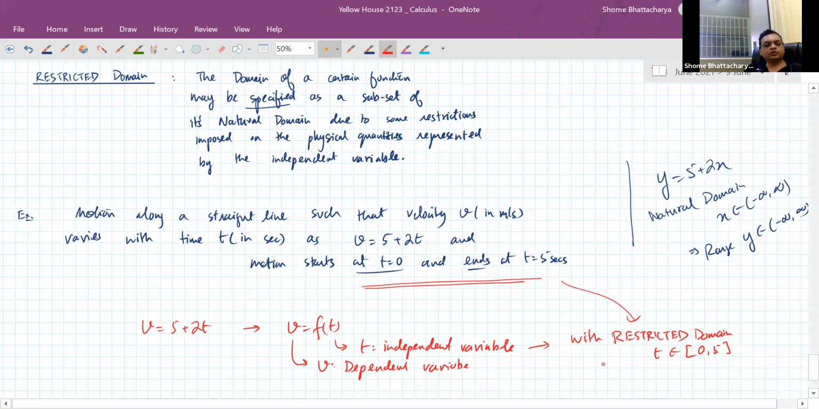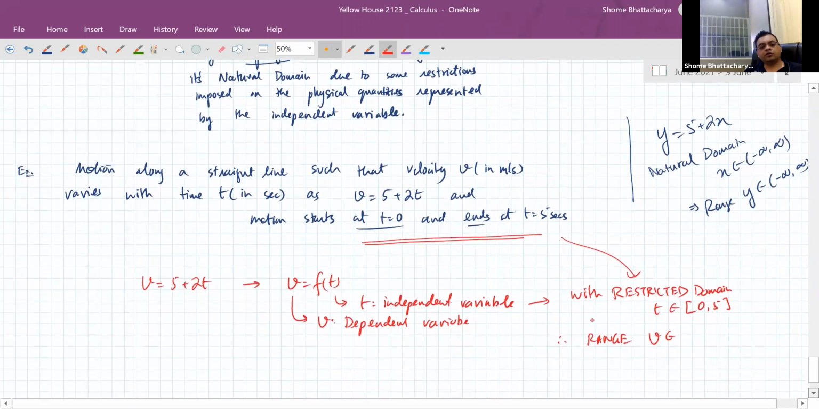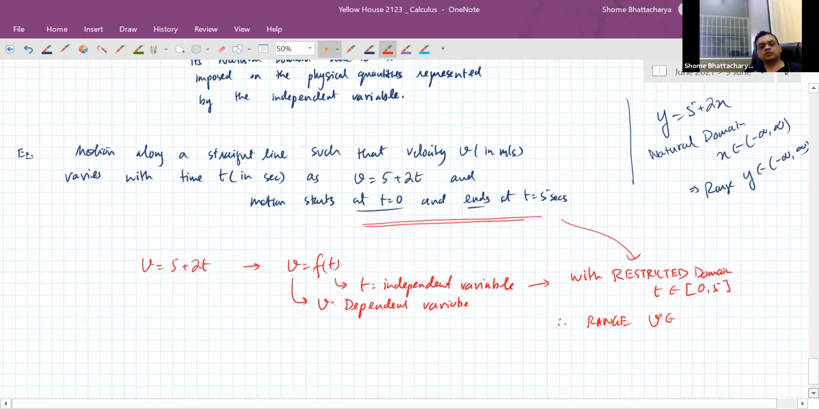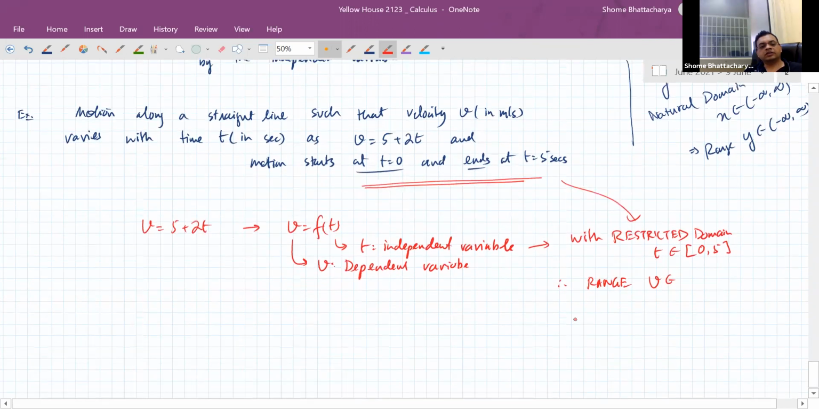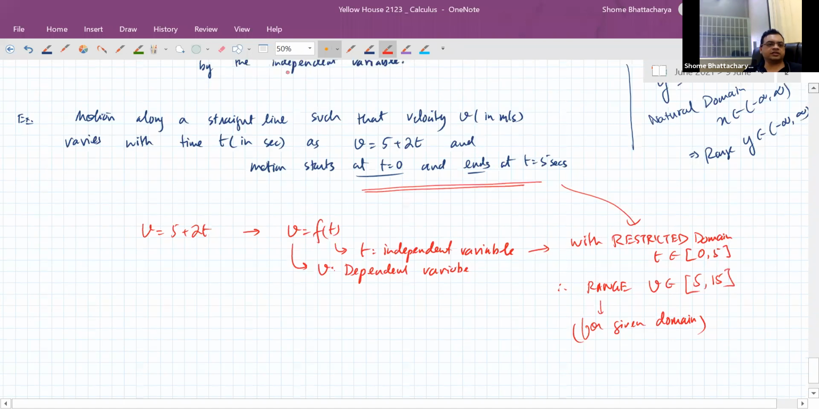Now the moment we have a restricted domain, therefore what happens? The range, that is the values of v, will also depend on the restricted domain. So the range will be for the given domain. The given value of t is from 0 to 5 seconds. So you can see the value of velocity starts from 5, and by the time your time reaches 5 seconds, it becomes 5 plus 10 or 15. So it ranges between this and this only. So again, the range is also affected by the fact that our domain is restricted.